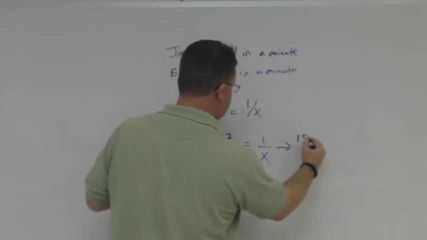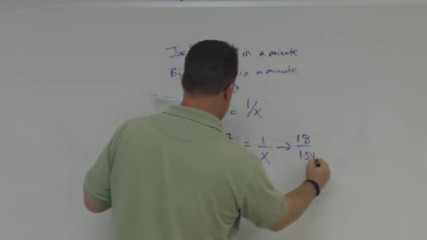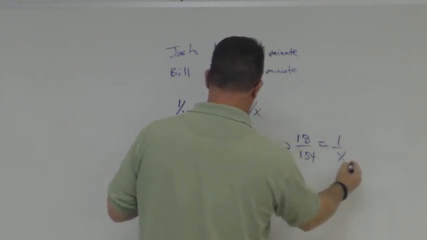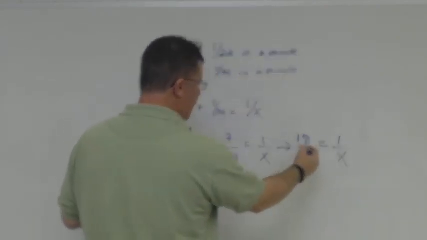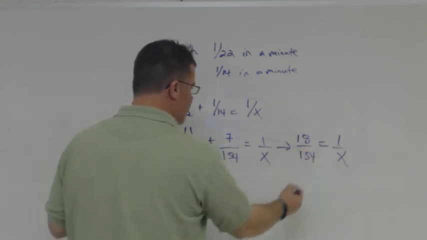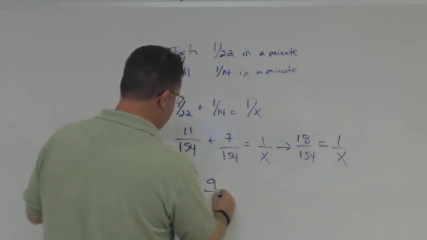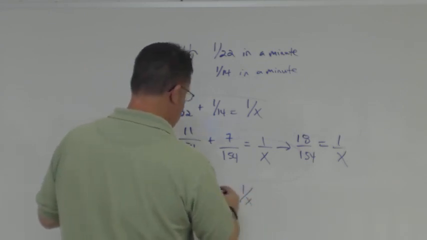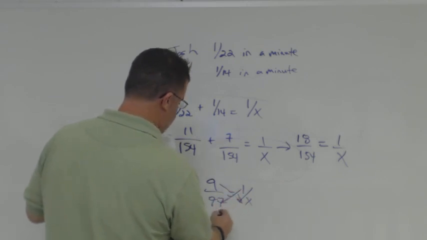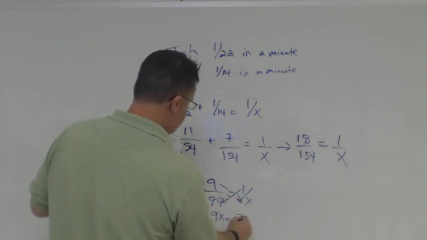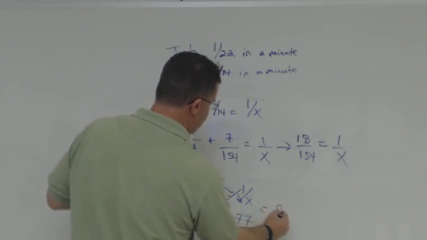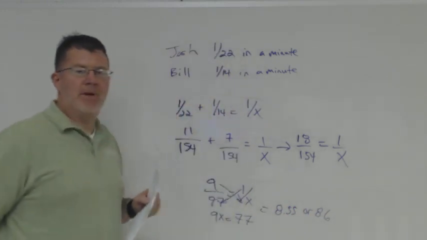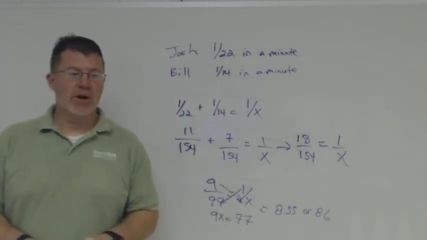That adds up to 18 over 154 equals 1 over x. And I can reduce this. I can reduce the 18 over 154 to 9 over 77 equals 1 over x. And then we cross multiply. So I have 9x equals 77, which is 8.55, or 8.6 minutes. Is that what everybody got?